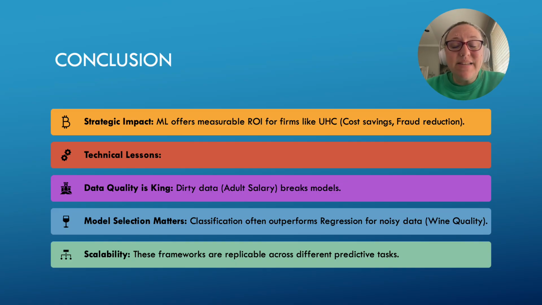In conclusion, this project demonstrated the dual approach of strategic planning and technical execution. We showed how United Healthcare could save millions through automation. On the technical side, we learned that data quality is the single most important factor, as seen in the adult salary dataset, and that reframing a regression problem as a classification can significantly improve model utility. These frameworks are scalable and ready for future application.